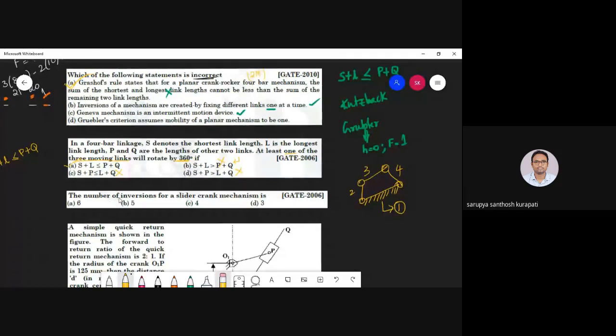The number of inversions for a single slider crank chain. How many inversions do you have in a single slider crank mechanism? 4 inversions. 4 links are there, so if I fix one link, I get one mechanism. We got 4 mechanisms, 4 inversions. Got it? So this is correct.